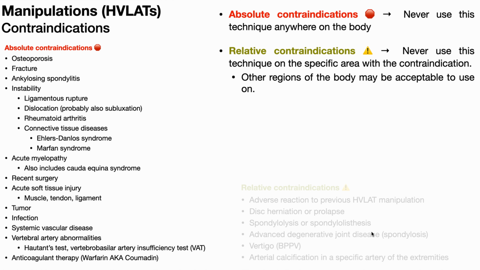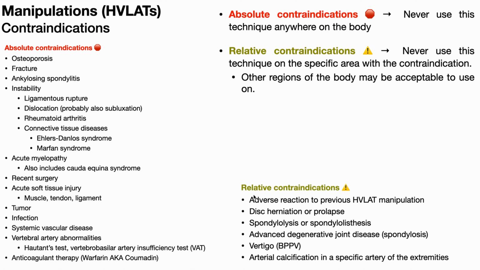So if somebody has one of these relative contraindications, we're never going to use the techniques of the manipulation on that specific area with the contraindication. But other regions of the body might be acceptable to use the manipulation on. So let's look at those. The first one is having had an adverse reaction to a previous manipulation. Let's suppose that a patient previously had a lumbosacral manipulation and they really didn't like it.